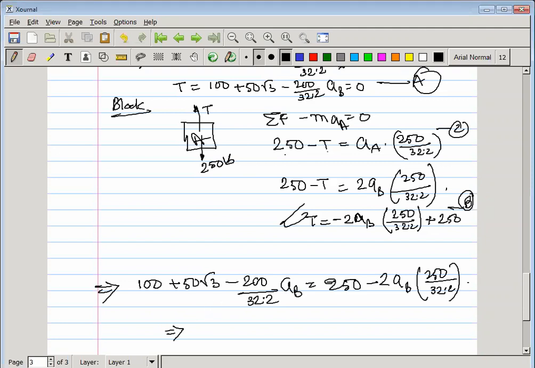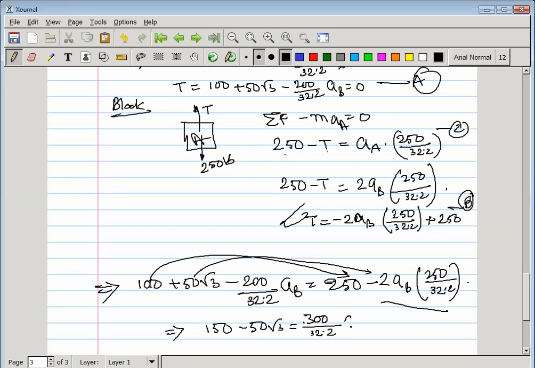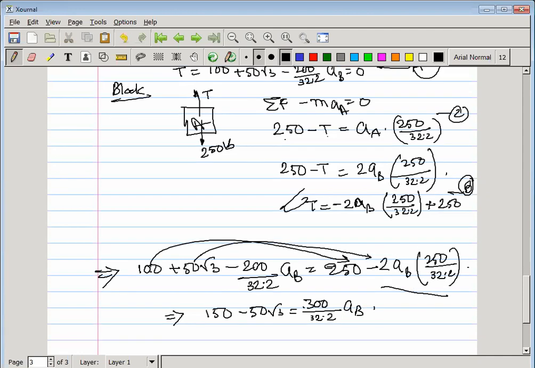Do the calculation fast. 100, 200 deducted, we will get 150. Just put it here. 50 root 3 also put on that side, and put this one on the opposite side. So you will get AB, 500 minus 200, so you will get 300 by 32.2 of AB. Right? Yes or no?